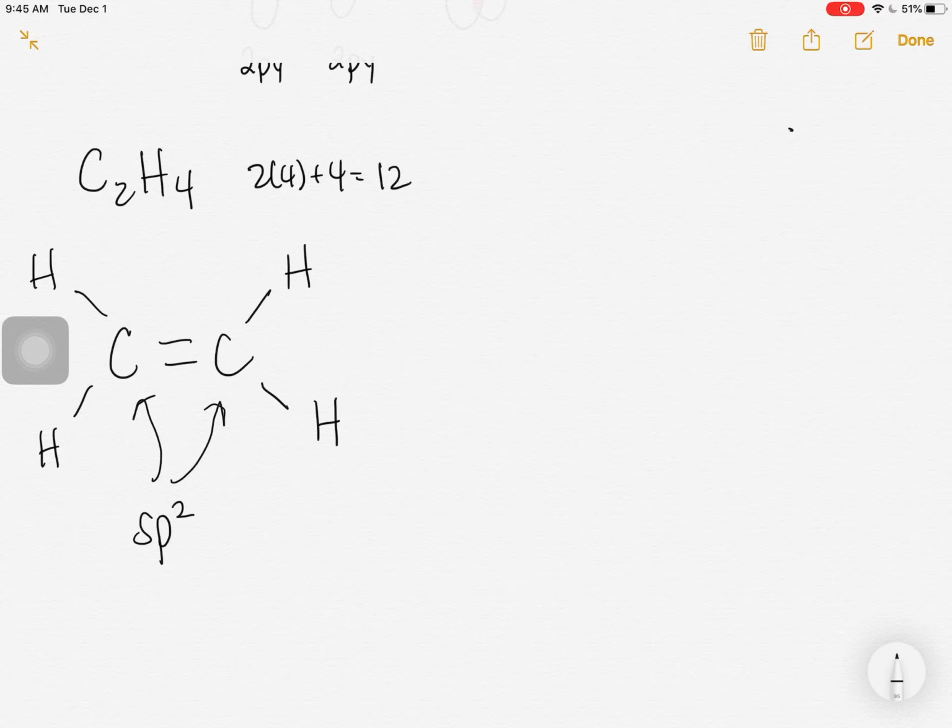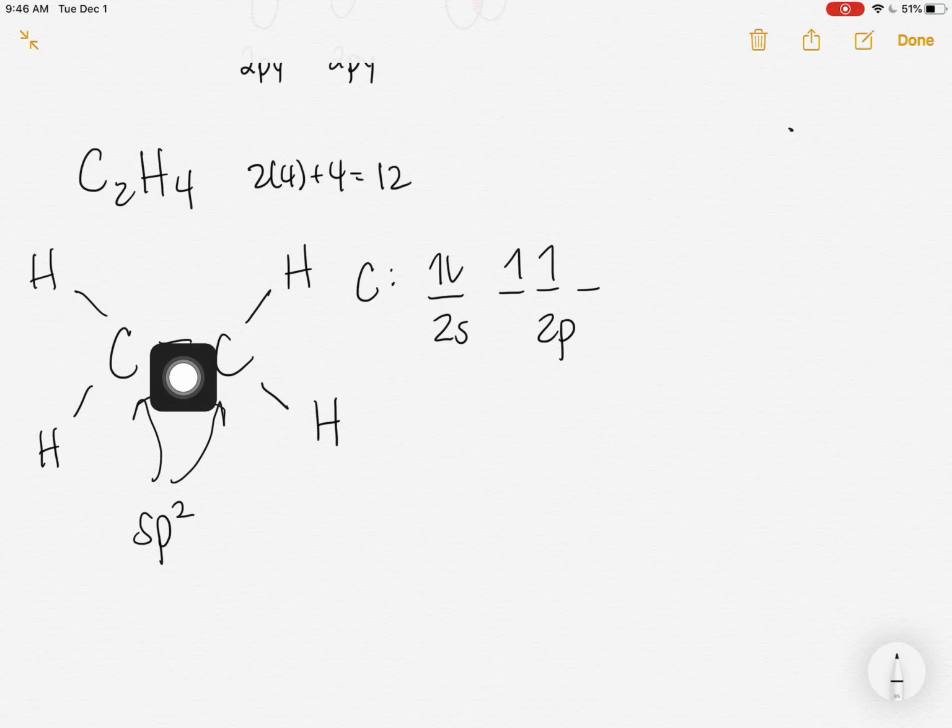If we're going to make an sp2 orbital, let's think about how we would do that. Let's start with carbon. Carbon has 2s and 2 p's. I know I'm going to make an sp2 orbital, which means I'm going to mix together an s and 2 p's. But before I do that, I know in this case that I have 4 bonds, 1, 2, 3, and 4. And so I need to promote an electron so that I have 4 unpaired electrons.